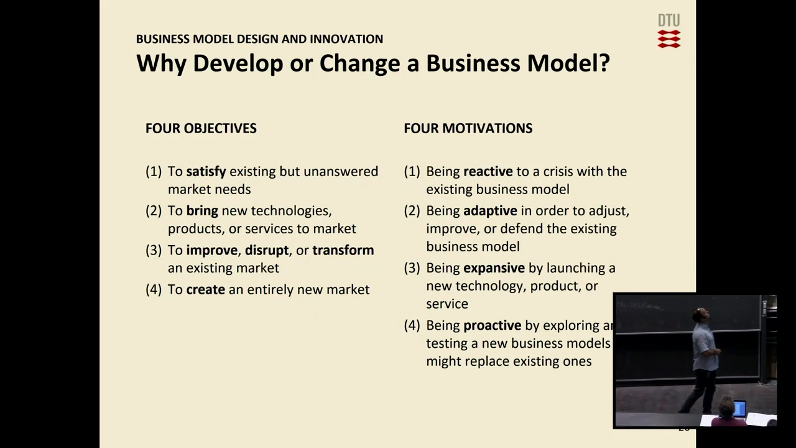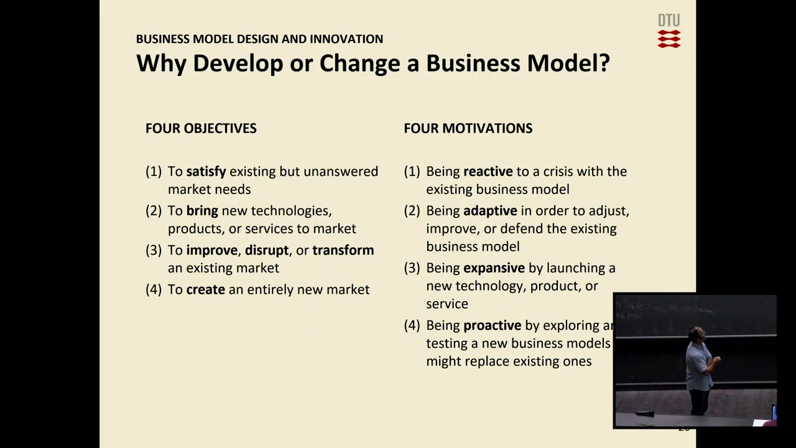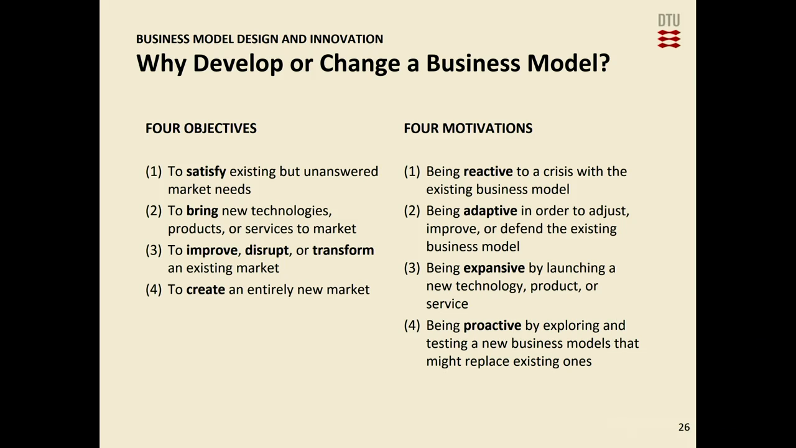So why should we develop a business model? Of course, it's to make money. There are basically 4 objectives that we look at. We need to satisfy existing needs. That's sort of the basic. People need to get food in their mouth. But we might also want to bring new technologies. We come up with this nice thing, and we can actually sell it. And we can improve and disrupt, and sometimes we like to disrupt markets.